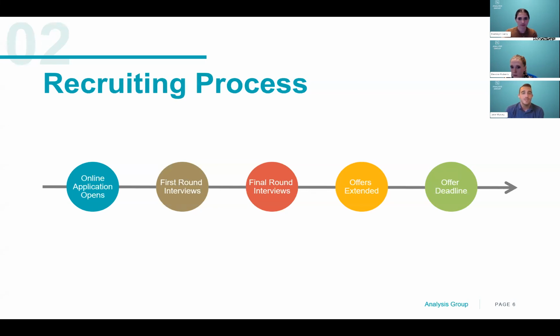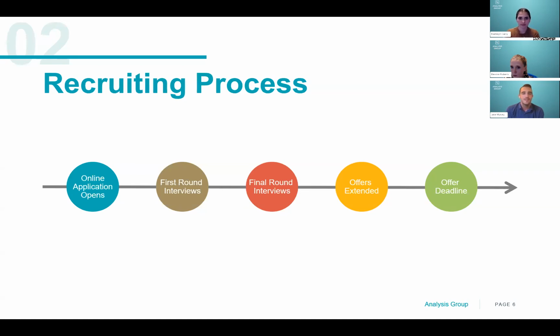So that's why ranking your geographic preferences is so important. Following the review of your applications, candidates may then be invited for a first round interview. Please know that first round interviews are primarily conducted in a virtual environment during the months of September, October, and November. And then from that point on, really on a rolling basis, and these interviews are typically about 30 minutes long.